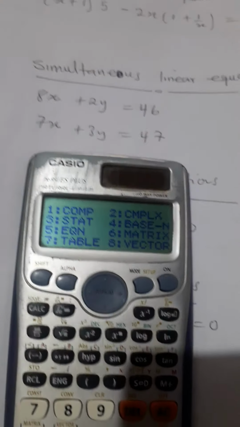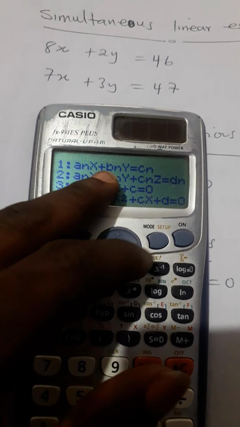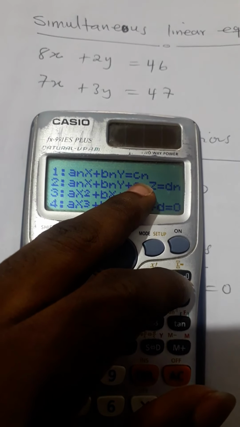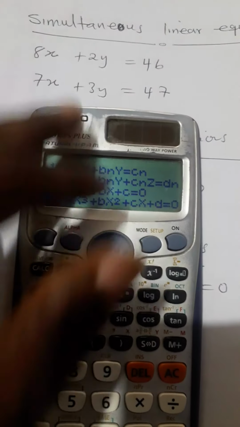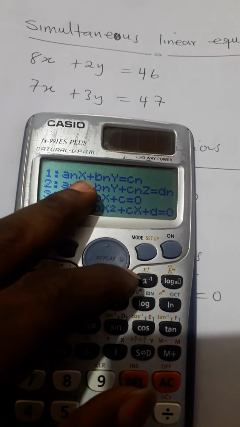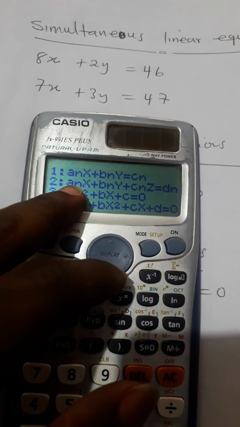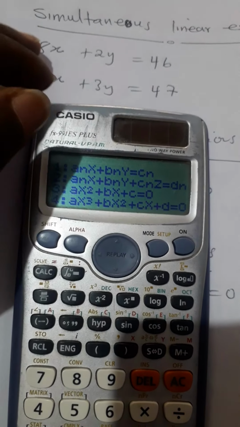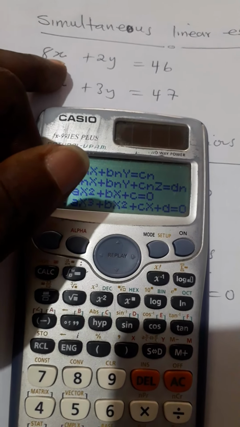If you could see, I press the mode again. Let's go here and see. You have anx plus bny equals cn. So the question is, what is our a in the first one? The an means a1x. When n is equal to 1, you have a1x, b1y, and c1. When n is equal to 2, you get a2. So the 1 indicates the first equation.